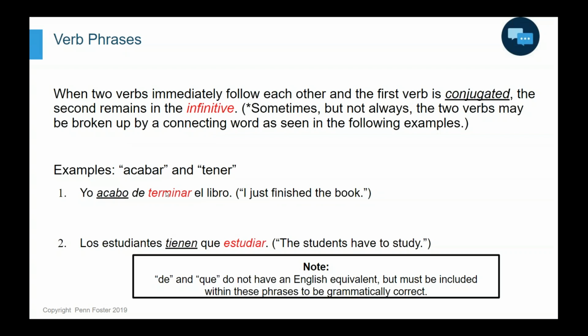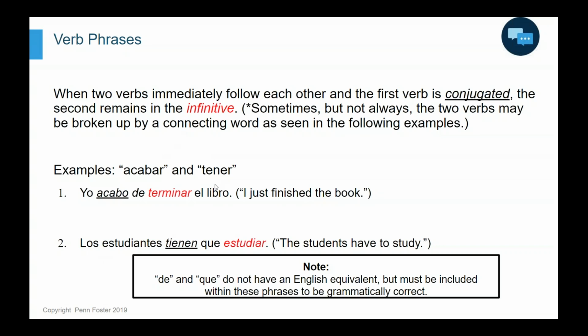As you can see here, the two examples we're going to show, acabar and tener, do have a connecting word. It's not in every single instance that you'll see a connecting word, but it is something that must be included within a translation to be grammatically correct. So acabar, the first verb, meaning just, combined with an infinitive to say you just did something. So yo acabo de terminar el libro, I just finished the book.